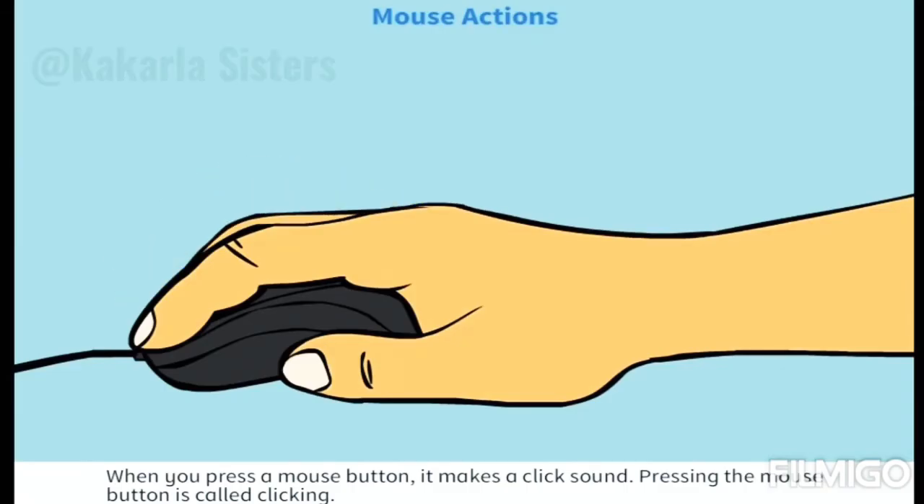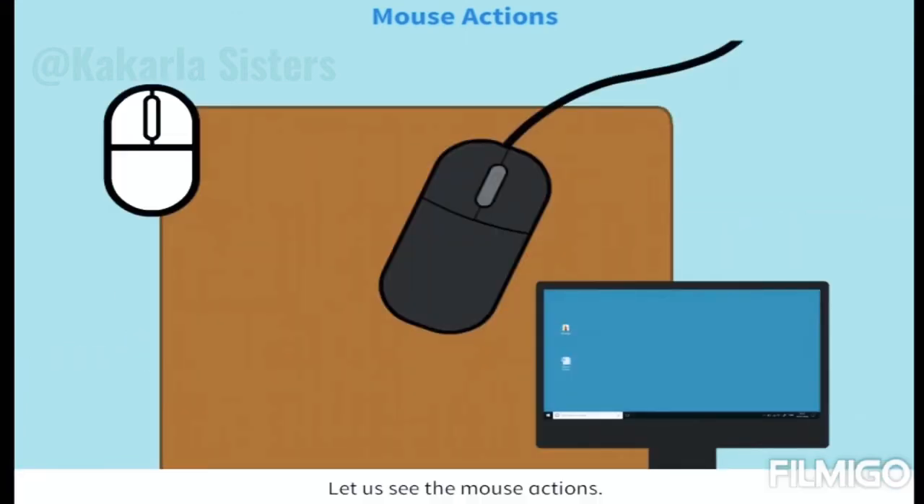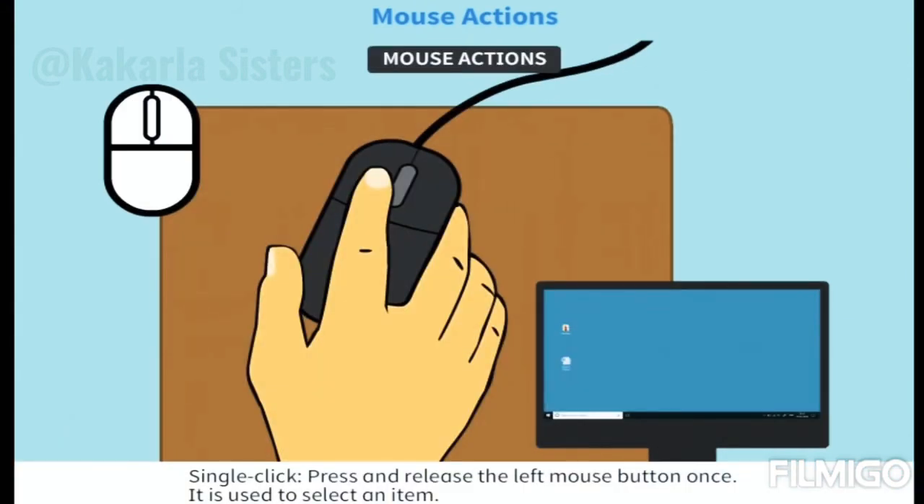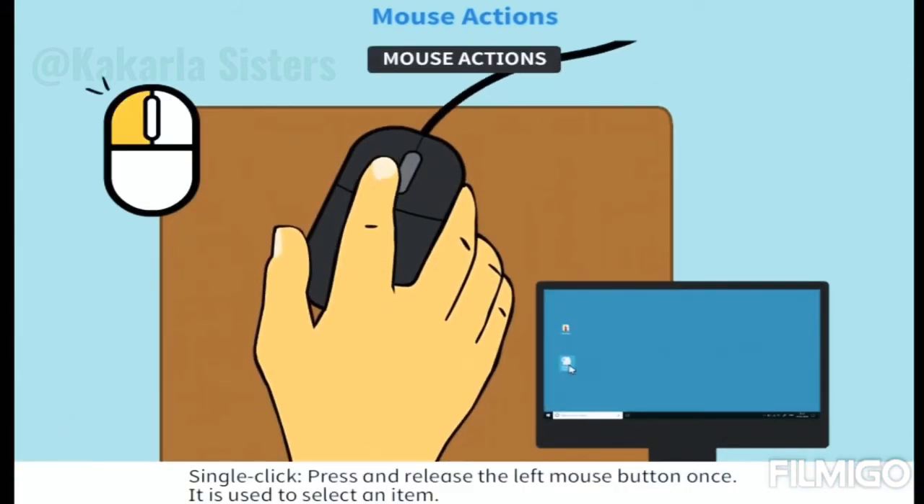When you press a mouse button, it makes a click sound. Pressing the mouse button is called clicking. Let us see the mouse actions. Single click. Press and release the left mouse button once. It is used to select an item.